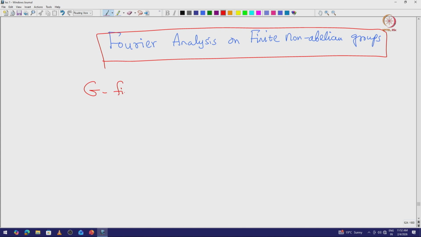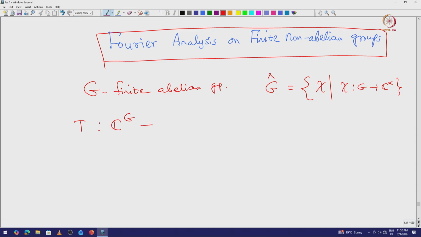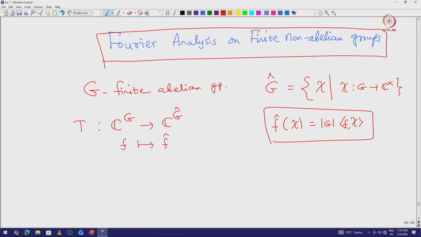So, this is a finite abelian group. Recall that G hat, the dual group, is the set of one dimensional characters from G to C cross. Indeed, the Fourier transform was defined from C G to C G hat. You take a function f and send it to f hat. The f hat of chi is defined to be the cardinality of G times the inner product f comma chi. So, this is how we define the Fourier transform.